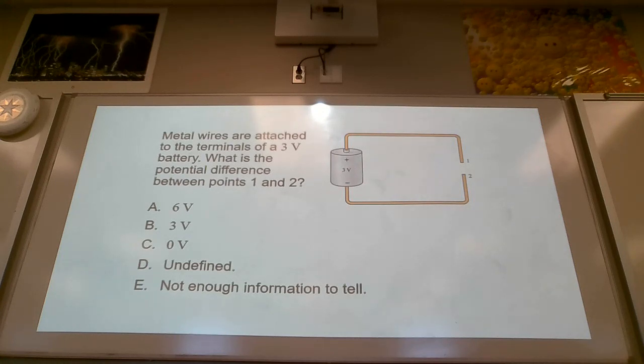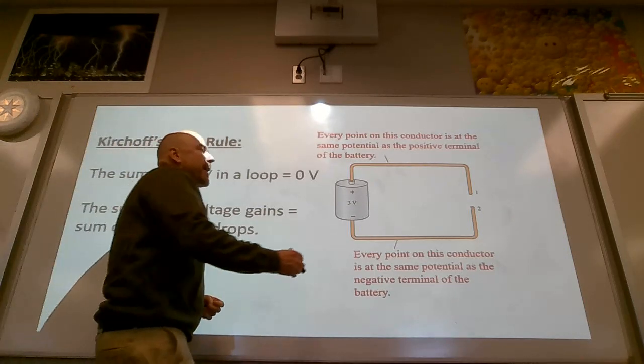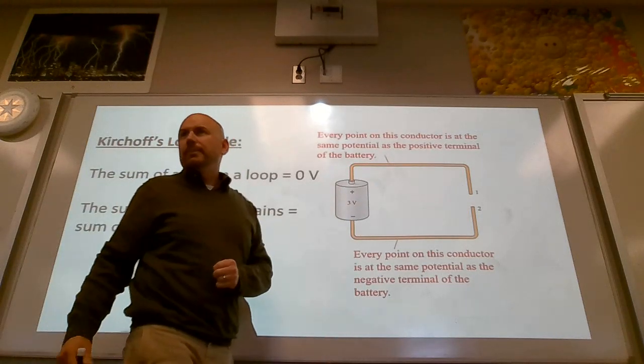Is everybody okay with 3 volts? Yes. Okay. So Kirchhoff's loop rule says that the sum of all voltage drops and gains, electric potential differences in a loop, is equal to 0. The voltage gains are equal to the voltage drops. The battery gives energy.